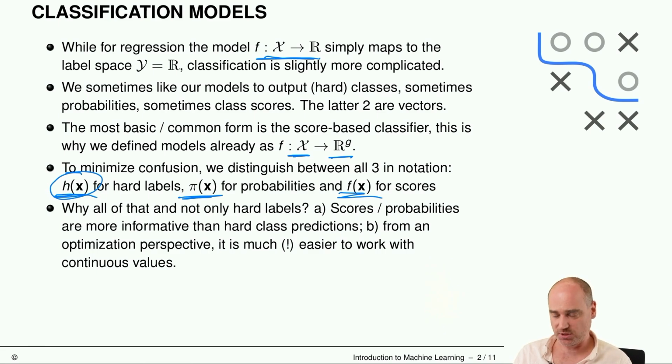The other reason is more a numerical one, and that is that from an optimization perspective, it is way easier to work with continuous values in prediction that we can then later on perform empirical risk minimization on, than working with discrete functions that output discrete values.